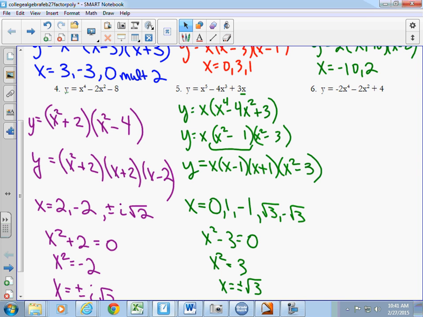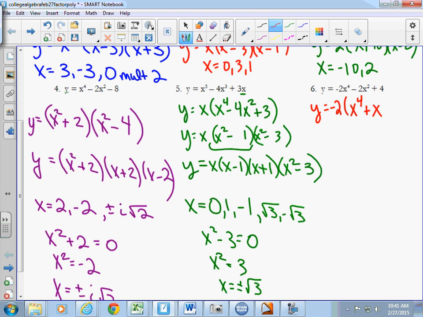And on number 6, greatest common factor. 2, and I heard someone say it. I agree, I would rather take out a negative 2. It's going to make the rest of the factoring easier. Why would I want to do that? You have to make it like negative 4 inside the equation. It makes it like one of our other factoring problems.